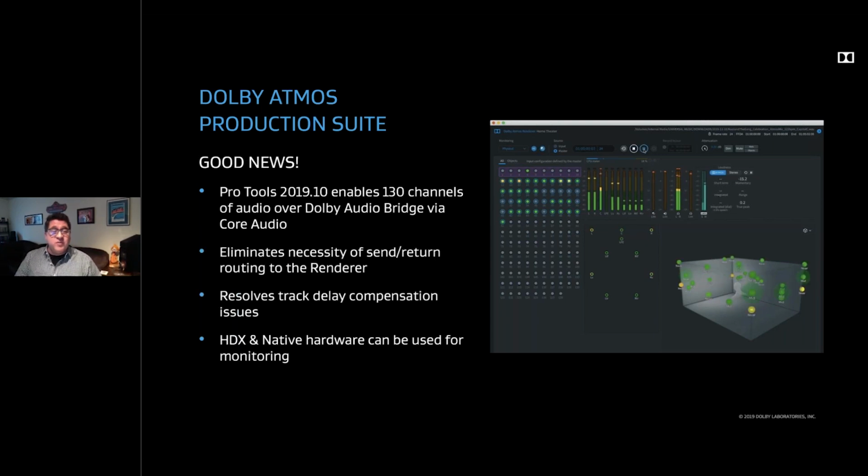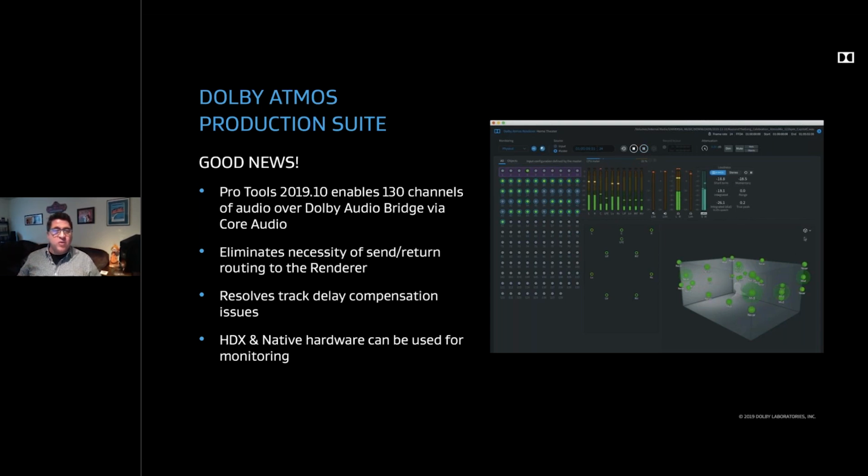So here's some great news about Dolby Atmos Production Suite. The latest Pro Tools update from late last year actually enables 130 channels of audio across the Dolby Audio Bridge via Core Audio. Previously, the maximum count was like 32 tracks.